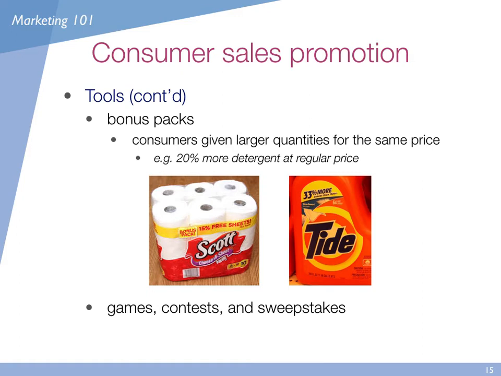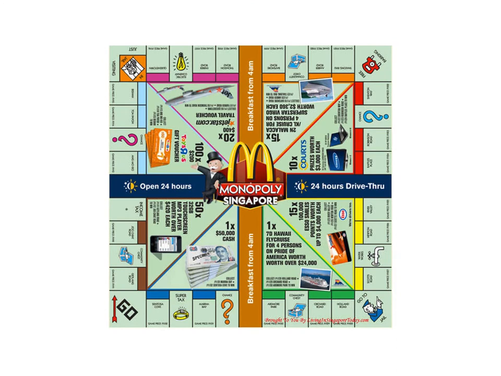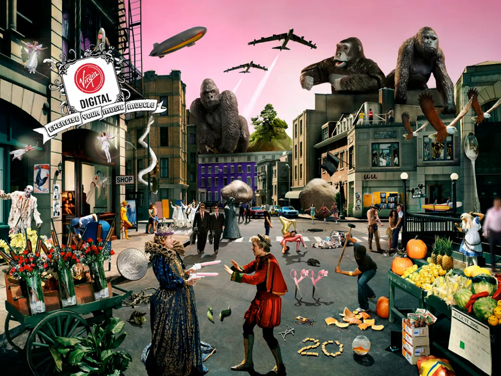Games, on the other hand, involve an element of luck. McDonald's Monopoly game would be one example. Often, but not always, consumers have to purchase something for the brand to be eligible to participate in these games, contests, and sweepstakes. Here's another example of a contest that was run by Virgin Digital some years ago. The challenge here is to identify all the musical artists represented in this image. If you can identify all 75 of them without the help of Mr. Google, send me an email and I will buy you a drink.